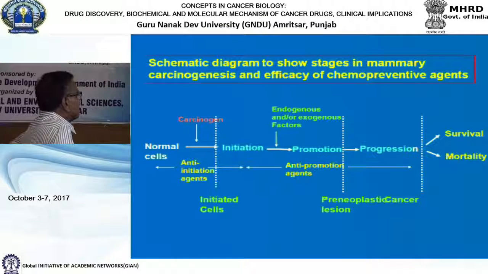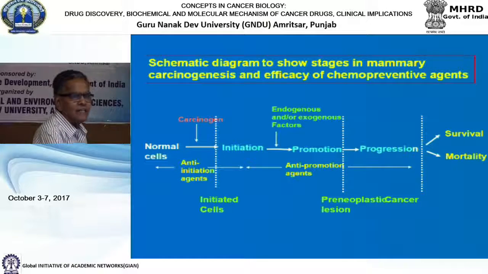And then after promotion, the cells enter the next phase called progression, because this promoted cell, the clone that is created, starts growing faster. Once the progression occurs, some of them are going to survive, and some are going to die, because of mortality. So if you use this chart from normal to cancer cell and survival and mortality, you have an initiation occurring. So any drug that you put before initiation has occurred will be an anti-initiating drug. So cancer prevention is either anti-initiating drugs or anti-promoting drugs.